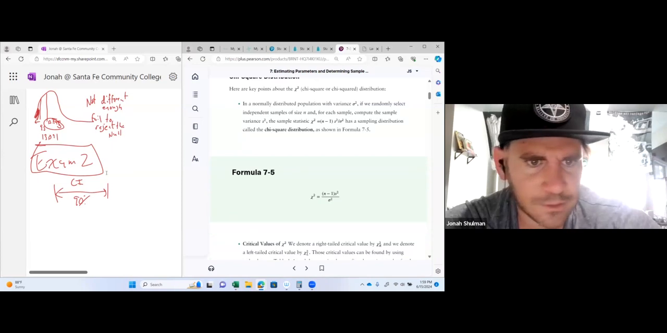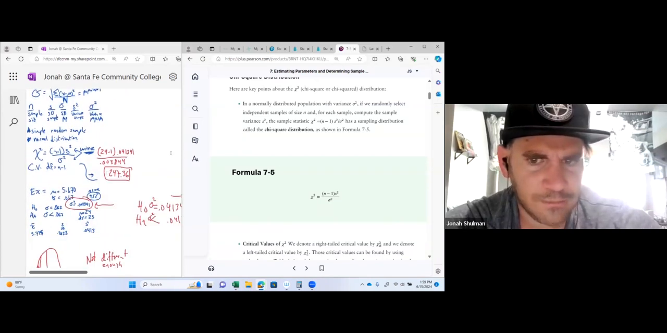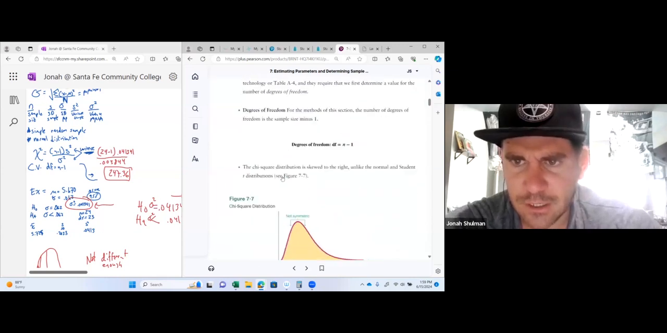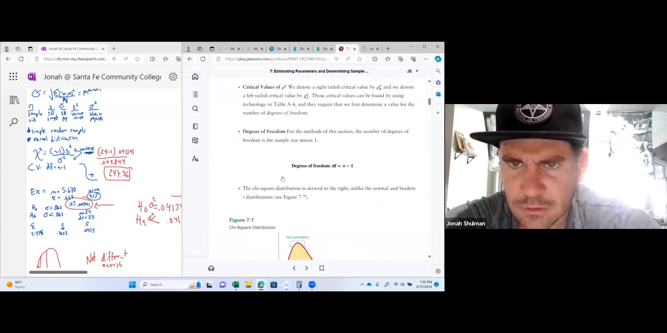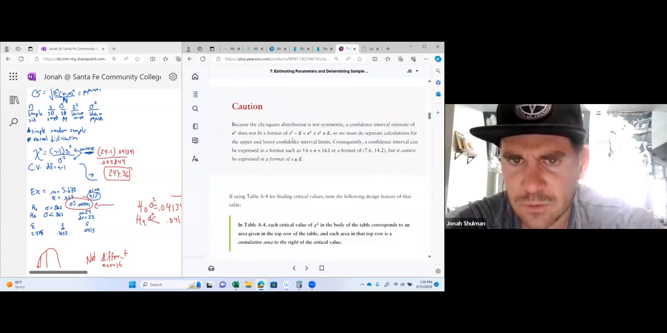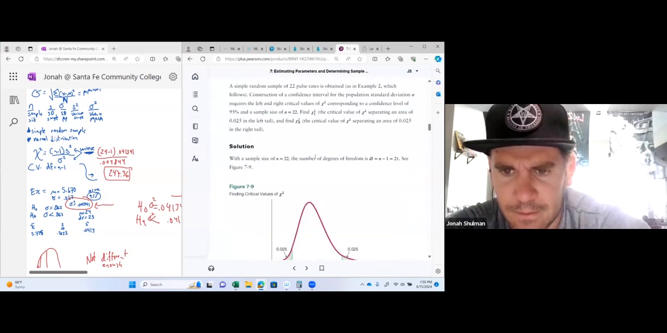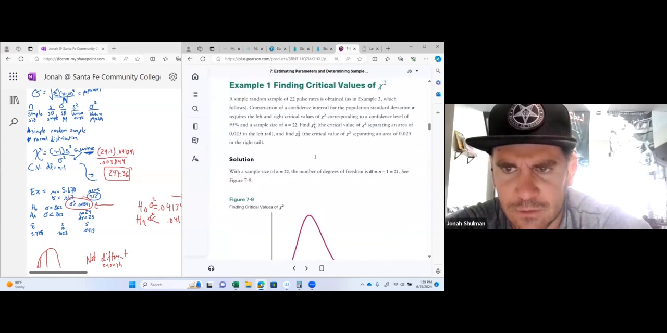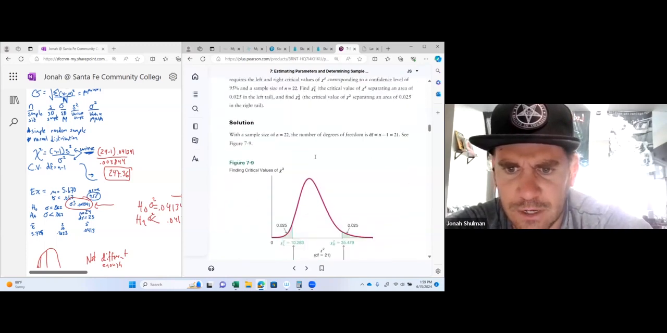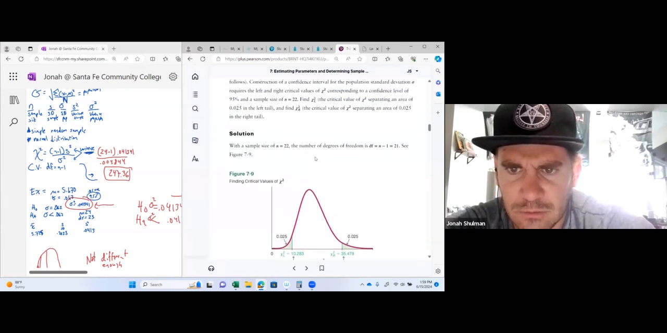There's our chi-squared formula. Does it match? Oh, yeah, it matches. All right, let's get the left and the right. This is what we need. We can't use this formula, so we actually have to find them. All right, so finding the critical value with a sample of 2022.